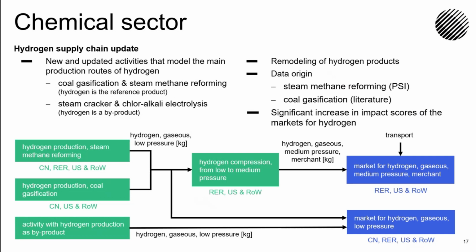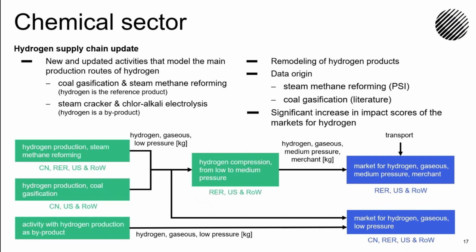The low pressure hydrogen represents hydrogen at around 25 bar, which is considered to be used on site or in close vicinity to the production facility. The product medium pressure hydrogen represents hydrogen that is ready for transportation at 200 bar.